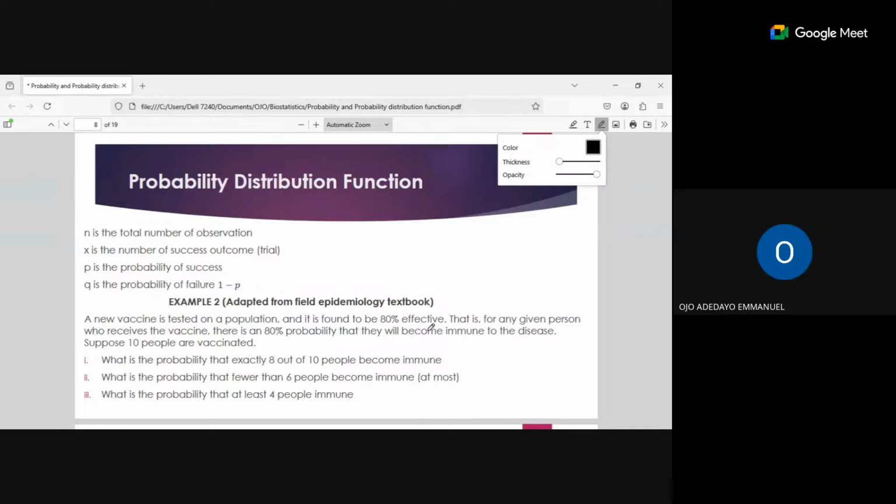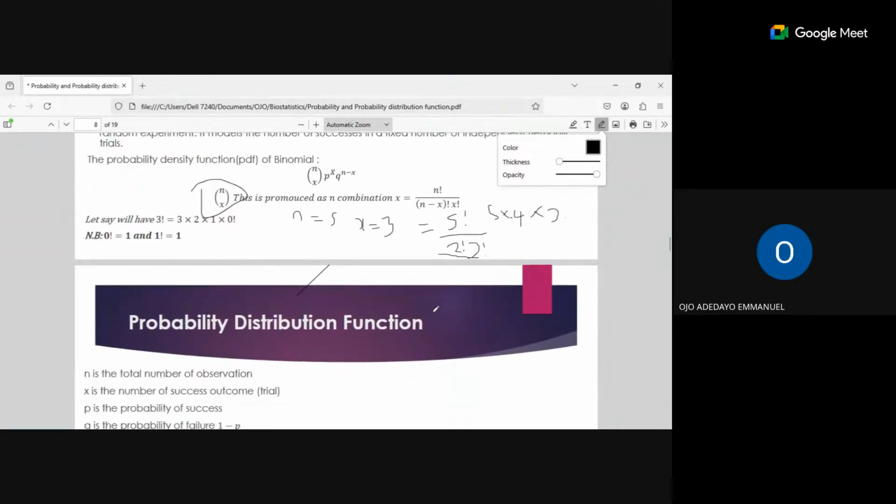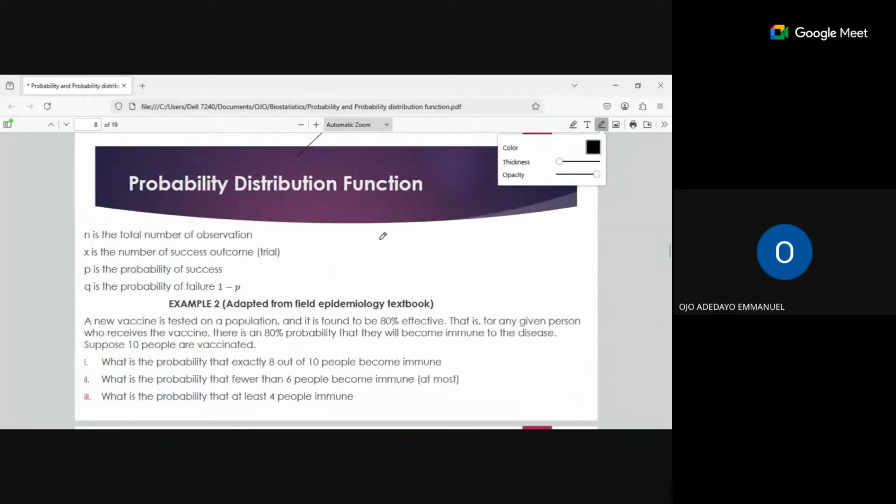Now, anytime you are hearing the concept of probability, that you give this particular vaccine to this person and they are going to be immune to the disease, look at this: the 80% that you are seeing here is your P, which is equal to 80 over 100. So if you are reading the question, just bring out your parameters one by one.